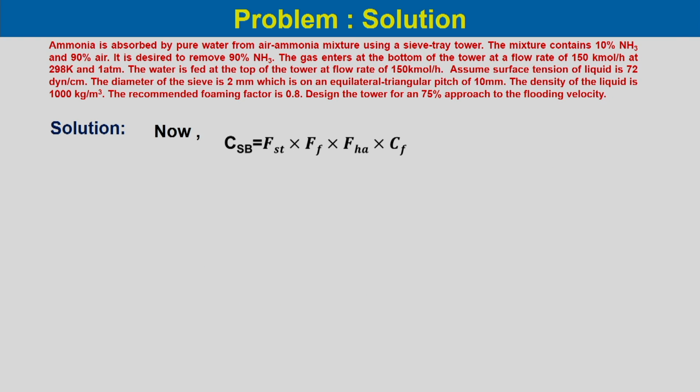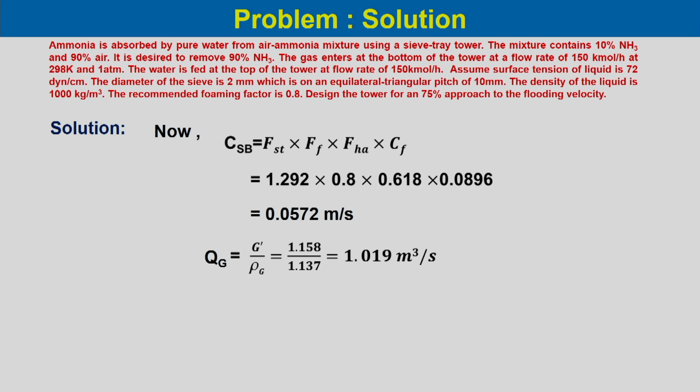So, we can calculate the value of CSB, which is 0.0572 meter per second. Now, Qg would be equal to G dash by rho g. Rho g we have calculated, and G dash we have calculated. So, Qg would be equal to 1.019 meter cube per second. So, the volumetric flow rate of the gas we can calculate.